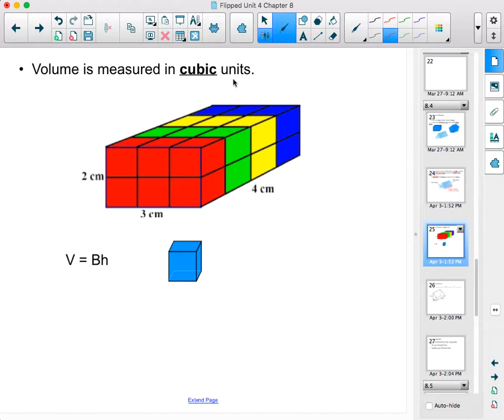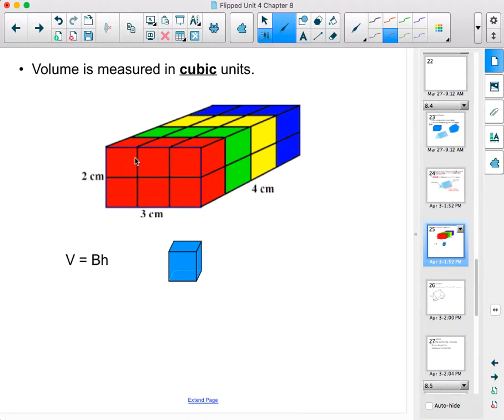Volume is measured in cubic units. So what that means is we're no longer talking about squares like we did with area. Now we're talking about a cube. So here's a picture of a cube that you can visualize. This rectangular prism is broken down into cubes. So one way we could find volume would be to count up every cube inside the prism.